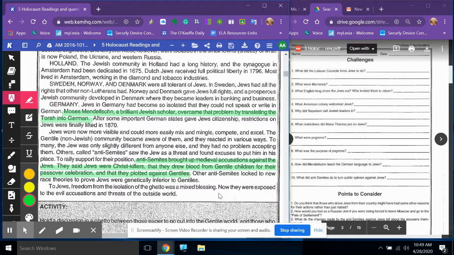To Jews, freedom from isolation of the ghetto was a mixed blessing. Now they were exposed to the evil accusations and threats of the outside world.